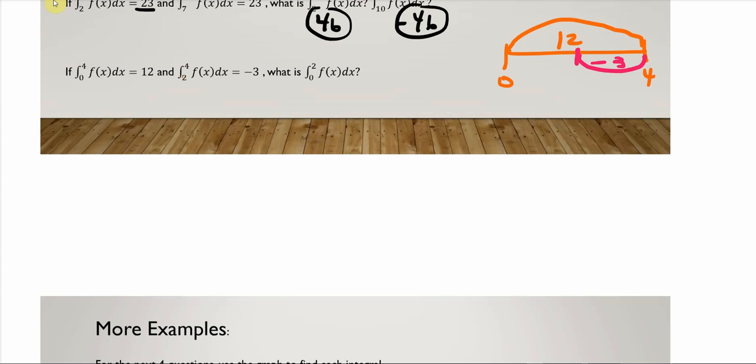So the two pieces here, the piece from here to here plus this piece, has to give me this big piece. So this piece plus negative 3 has to give me the 12. So what is the integral from 0 to 2? The integral from 0 to 2 has to be 15 because the two smaller pieces have to give me the big piece. Okay?